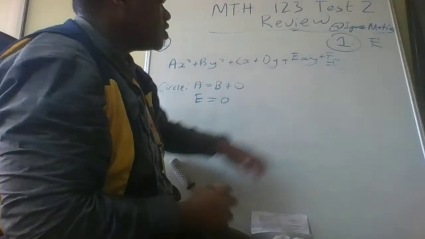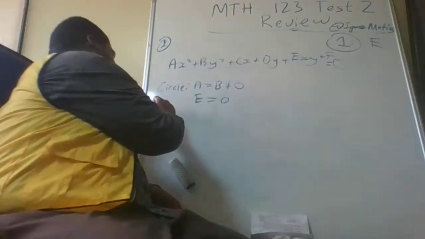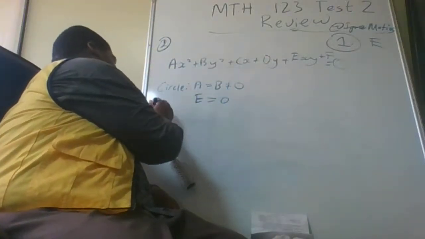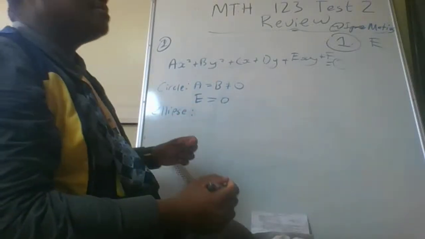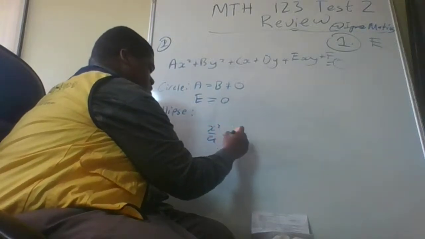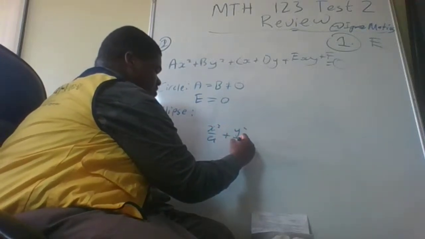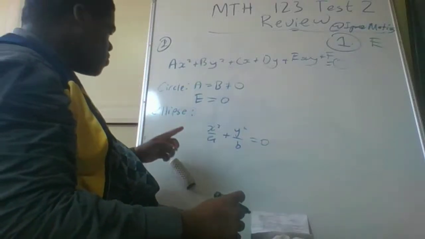E should equal zero because there should not be an xy term. Okay. For a parabola, or let's go to an ellipse. For an ellipse, the general form is x squared divided by A plus y squared divided by B is equal to zero. So now, what do we get from here?